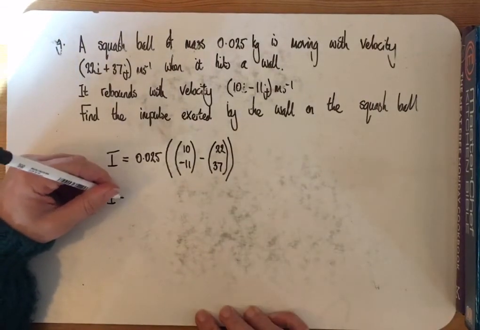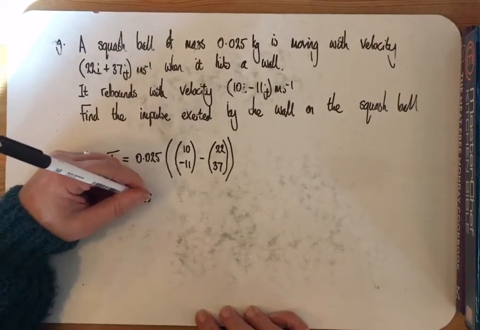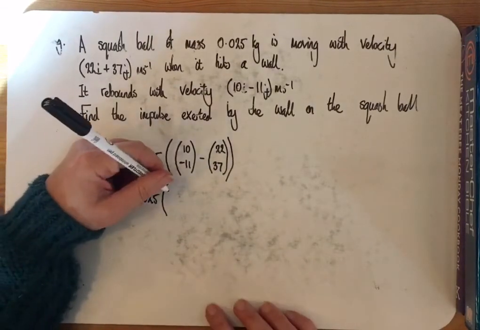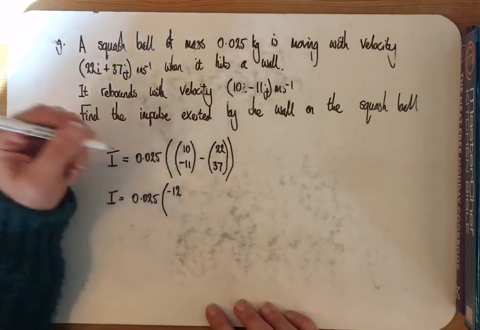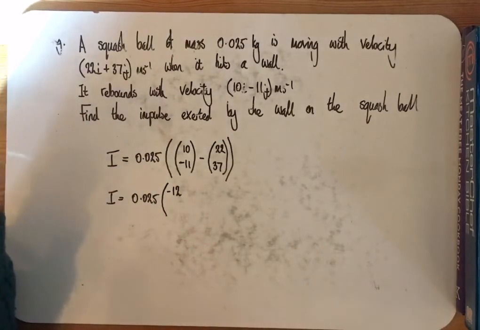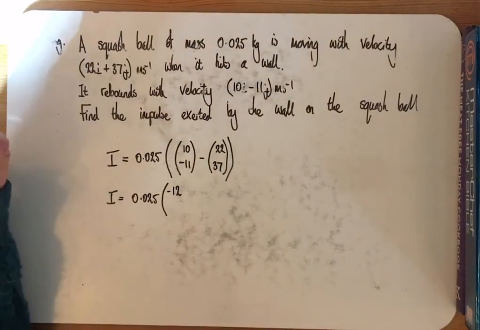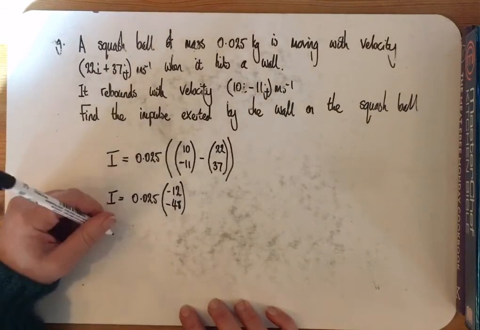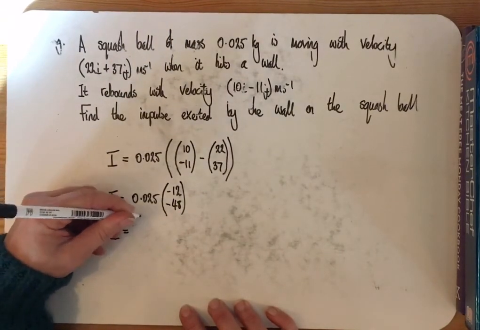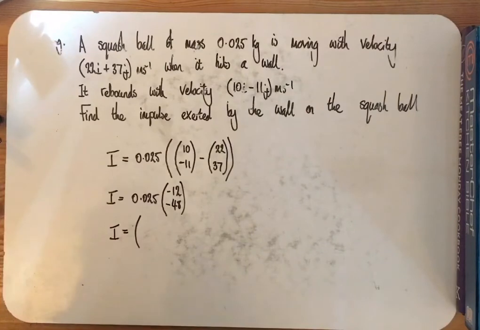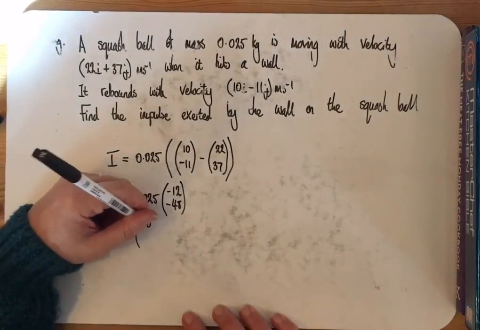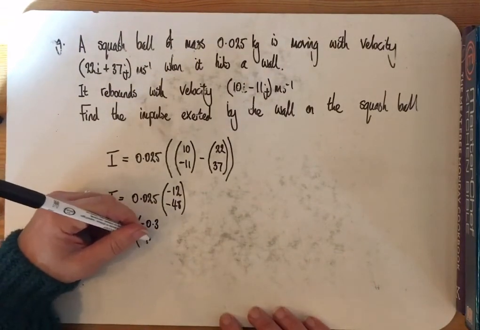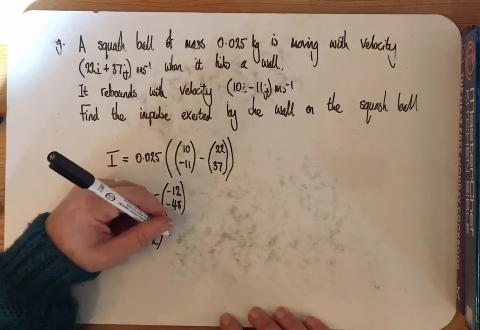So I is equal to 0.025 times (10 minus 22 is minus 12, minus 11 minus 37 is minus 48). My son's here, he could do this for me. And so the impulse is equal to (-0.3, -1.2) Newton seconds.